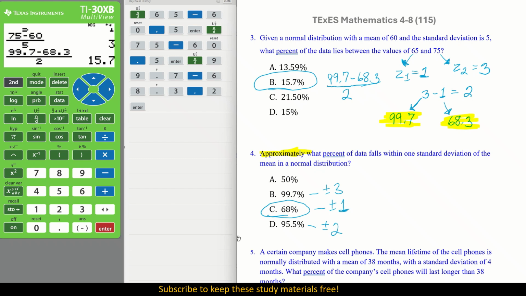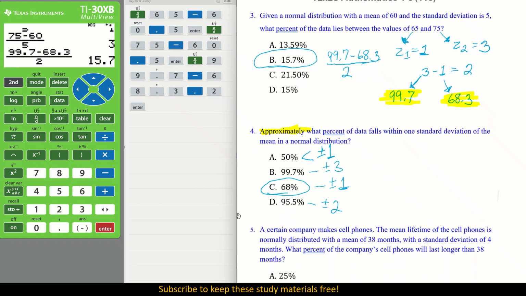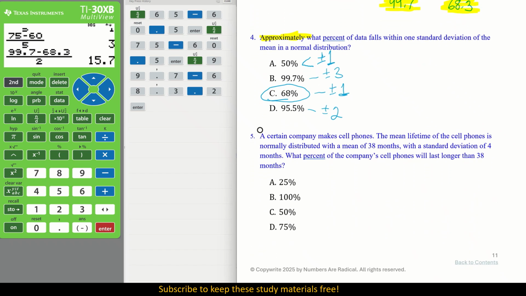Well, oddly enough, what would A be? A is actually 50%. If you're talking about standard deviations, that is less than positive, negative 1. You have to see it in perspective. Now those all pertain to everything I just explained. These are all basic things that you should know about normal distribution. All right, so let's look at number 5.